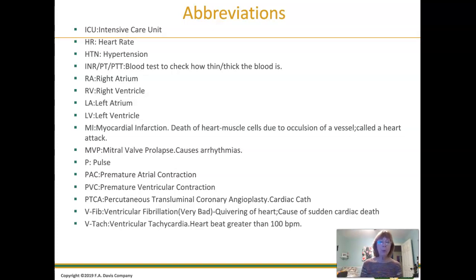MVP, mitral valve prolapse. The mitral valve, the other name for it is bicuspid valve. It's on the left side of the heart between the left atrium and the left ventricle. A lot of women have a mitral valve prolapse. It's a bicuspid valve, so it's 2 flaps, and it's a one-way valve, so it pumps the blood in. Sometimes it's floppy, that means prolapse, and the blood comes back up into the left atrium.